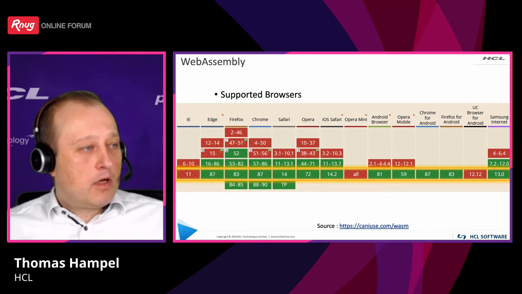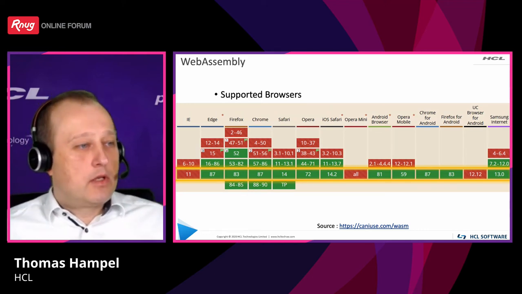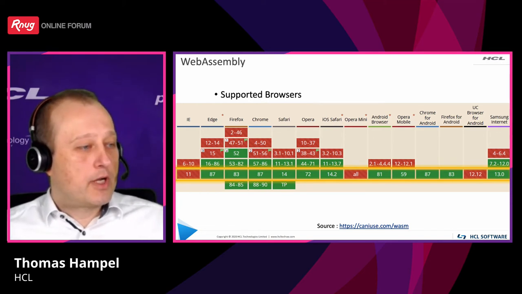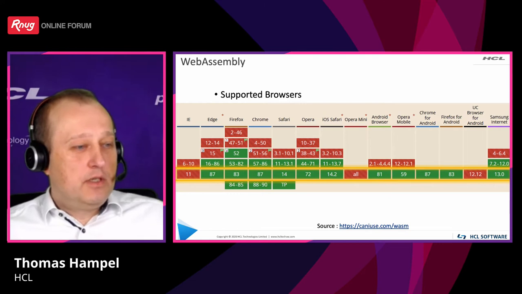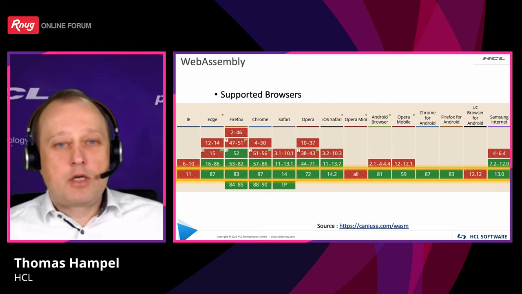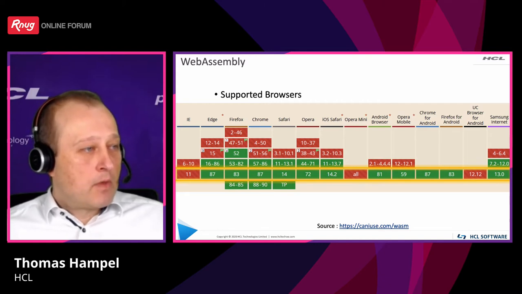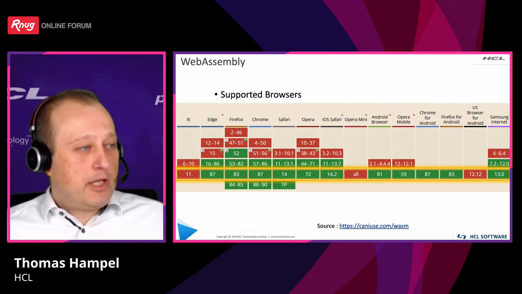So each column represents a browser vendor and each box represents the version of the browser. What I highlighted here is the current, the latest version of the product. And if the box is green, it means this browser can run WebAssembly. So you see the major players in this market are just fine.